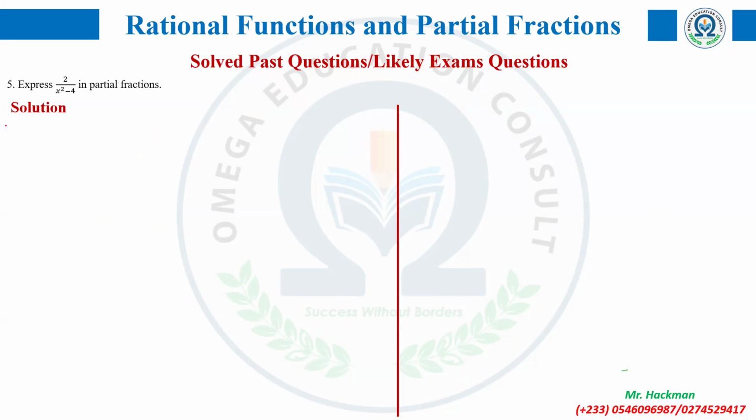So you write 5. Very good. Given 2 on x squared minus 4.